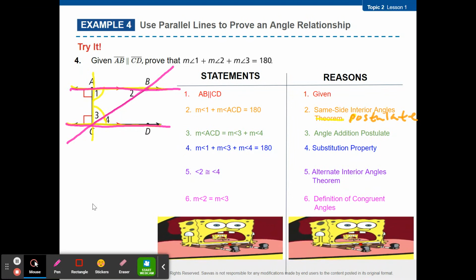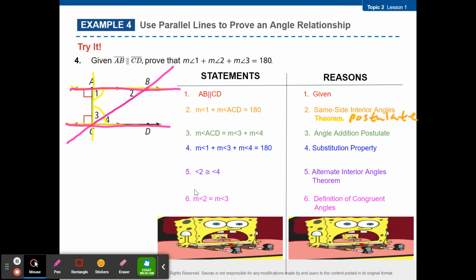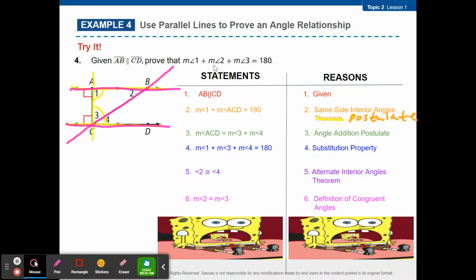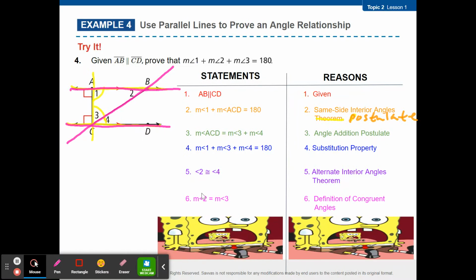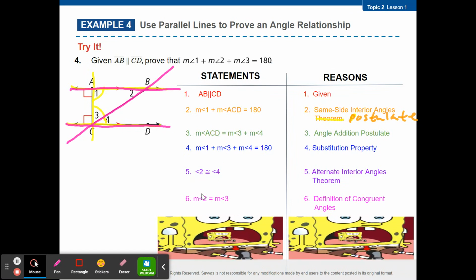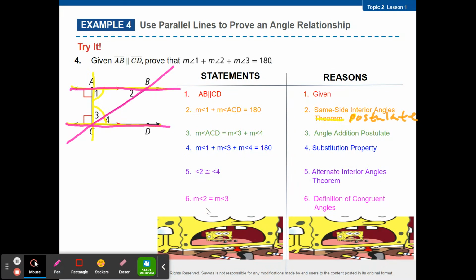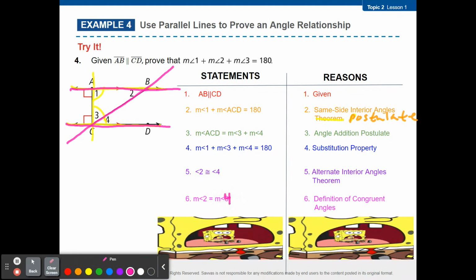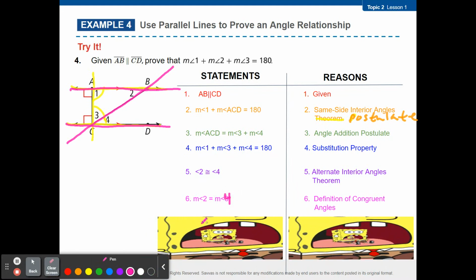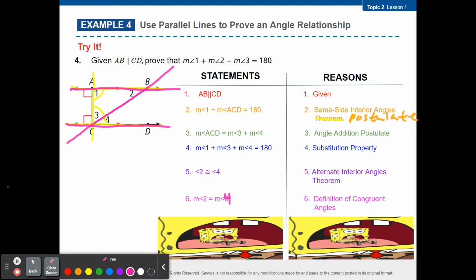Last but not least, we're going to take this. We're trying to get the measure of angle 1 plus the measure of angle 2 plus the measure of angle 3. And we have 1 and 3. We're going to take the measure of angle 2 and substitute in for... Oh, there's a typo. No one caught it. This is supposed to be 4. There we go. Typo. I'm going to fix that right now.